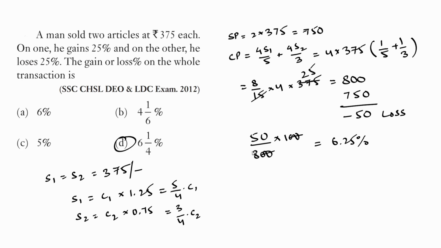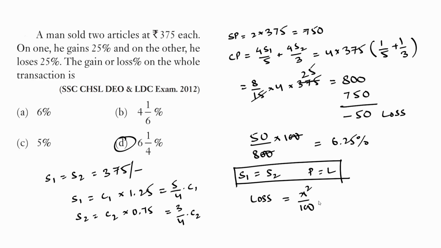But here's a simple trick. How this works: when S1 equals S2 and the profit on one product equals the loss on another product, the trick is it's always a loss. There won't be any profit in this condition. And the loss is always equal to x squared by 100, where x is the profit or loss percentage. So in this case, x is 25. So that's 25 squared by 100, which is 625 by 100, that is 6.25.